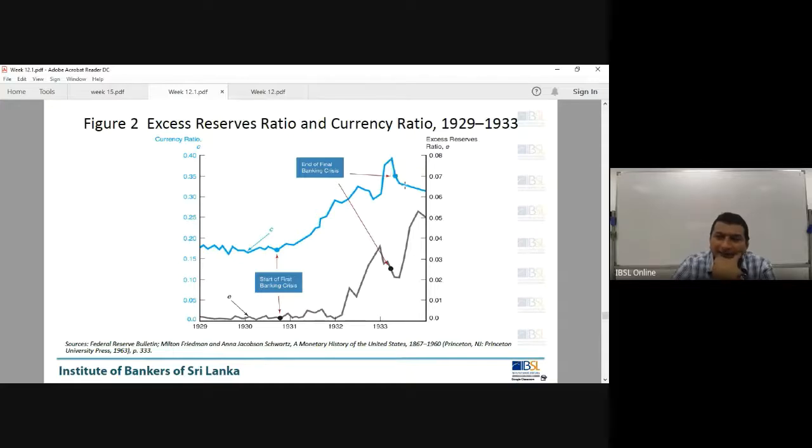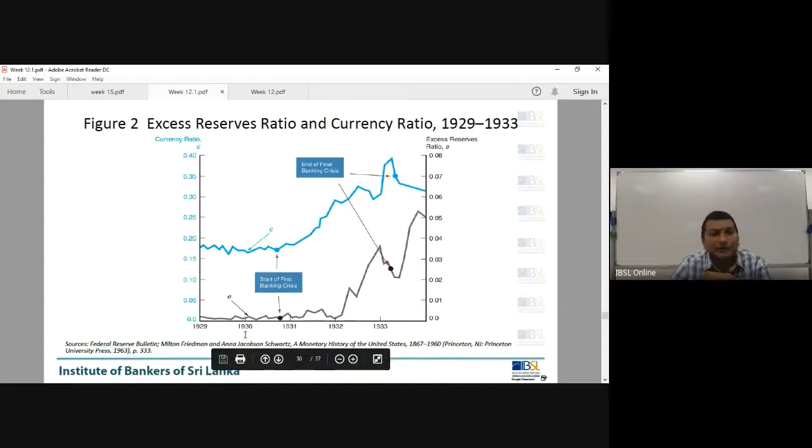And then some reduction in currency ratio, but still about 32% from 16%, double. This is a span of like 2 years, 2.5 years. And then you see the excess reserve ratio. I was telling you, they keep a very small excess reserve, E closer to 0.